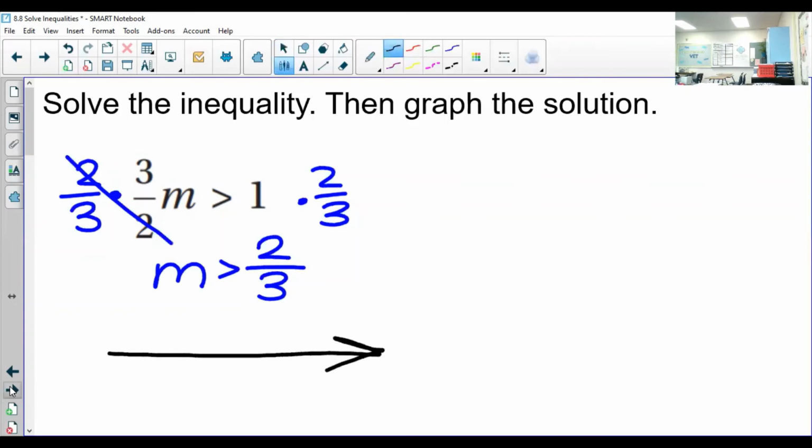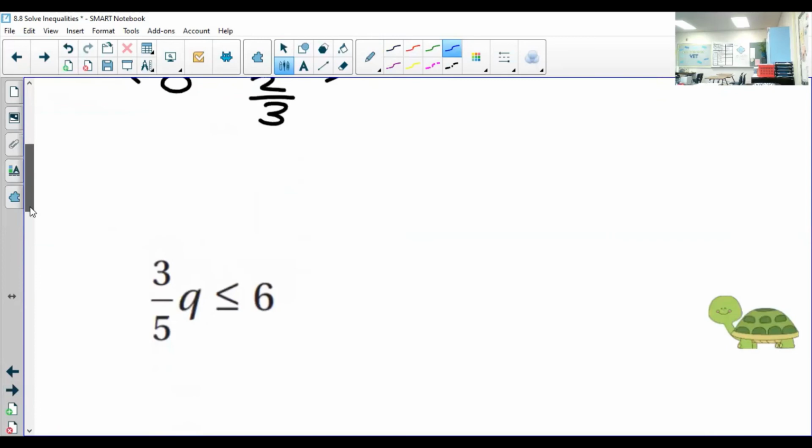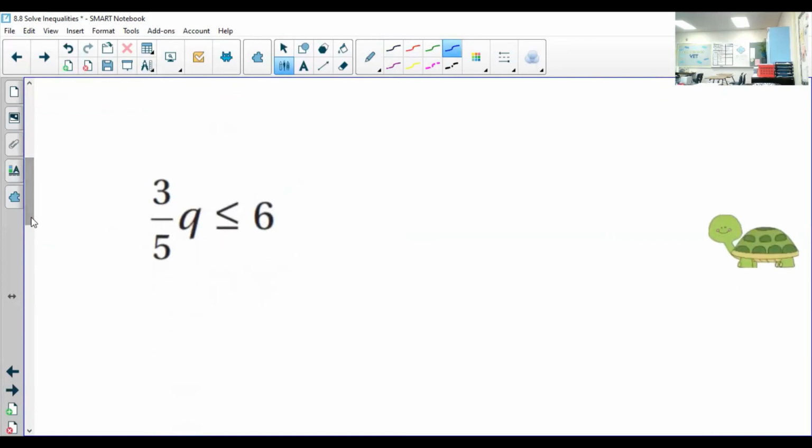Again, we're going to graph. So we've got 0 and 2/3. Okay? It is greater than, so I use an open circle. Everything to the right. Let's do one more like that, and then we will be done.